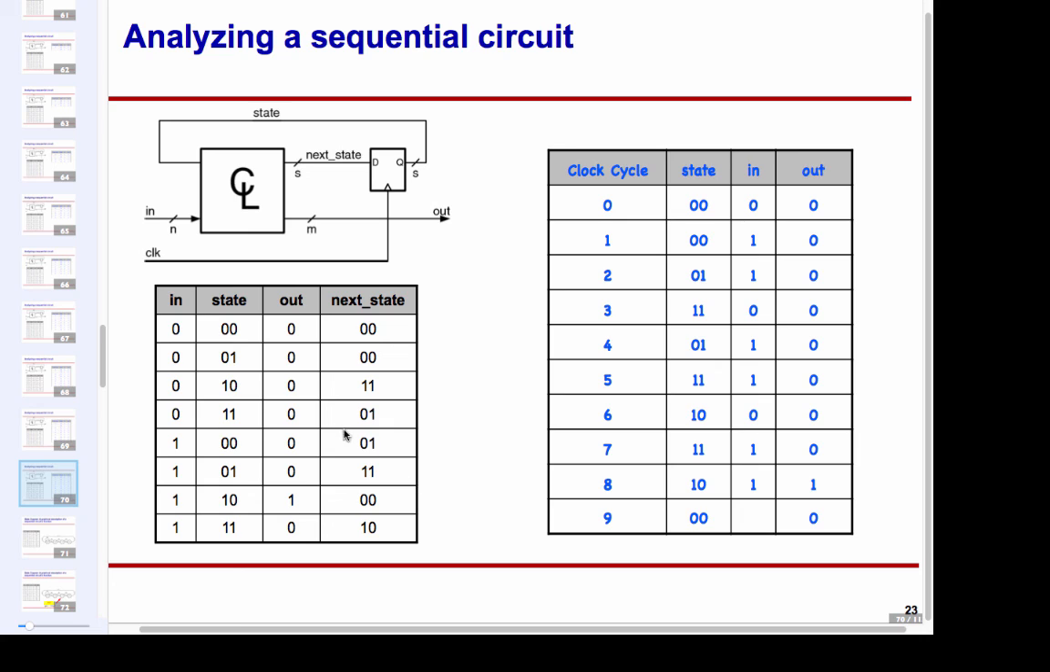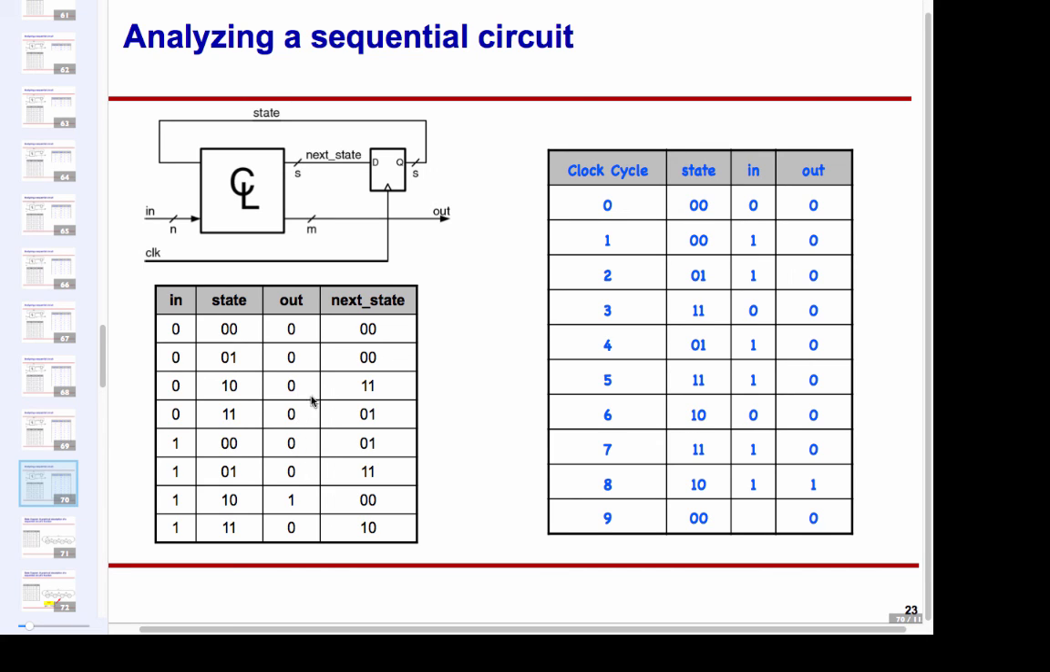I have given that. So now what this is showing is, if the input is 0 and the current state is 0 0, then output is 0 and the next state is also 0 0. The next line says, if input is 0 and the state is 0 1, then also the output is 0 and next state is 0 0. If input is 0 and the state is 1 0, then the output is 0 and next state is 1 1, and so on and so forth. So we are given a table like this. This is kind of arbitrarily chosen.